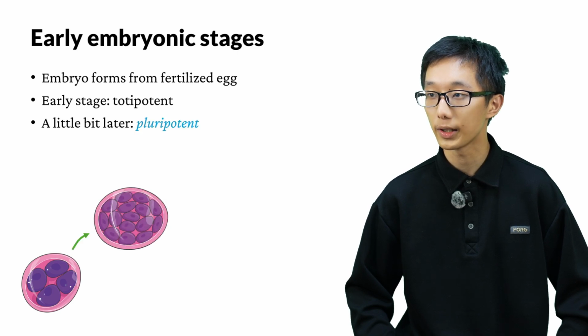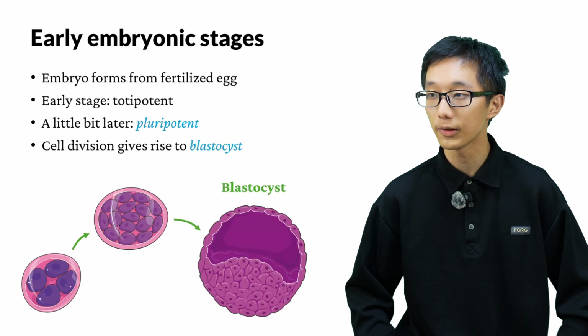A little bit later, there are more cells, and the stem cells become pluripotent. They are still very diverse and versatile. However, they cannot form all types of cells. For example, they cannot form totipotent cells. Later, cell division gives rise to the blastocyst. This is an illustration of the blastocyst. Our story of the nervous system begins with this.